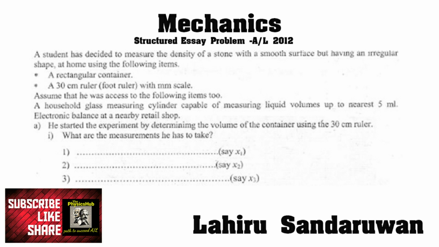An electronic balance at a nearby retail shop. Part A. He started the experiment by determining the volume of the container using the 30 centimeter ruler. What are the measurements he has to take?